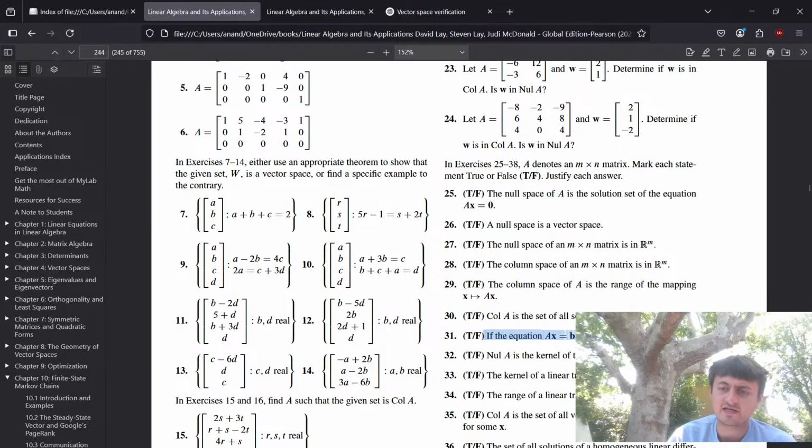31. If the equation AX equal to B is consistent, then the column space of A is equal to Rm. This is one of those ones that's slightly ambiguous. If they said for all B, then I would say true. But since they didn't say for all B, I'm going to say false.